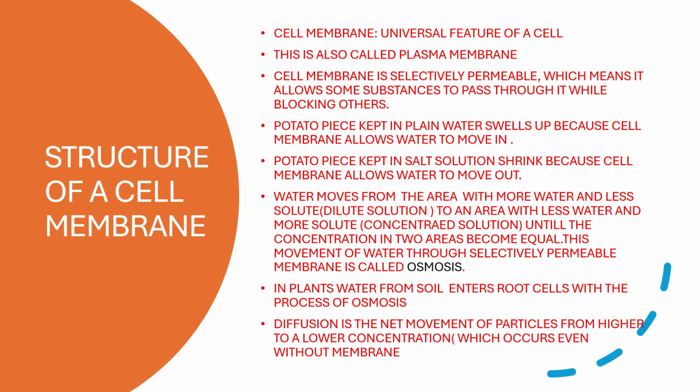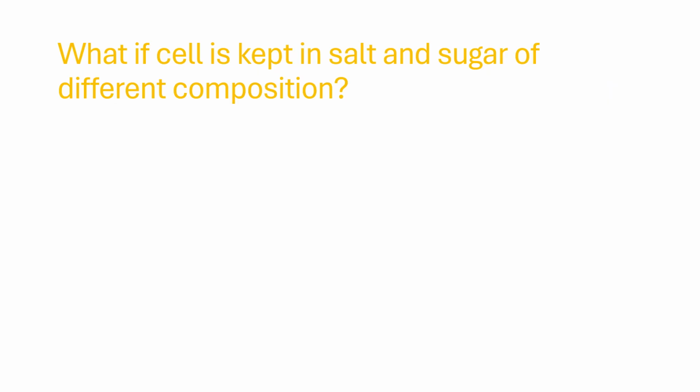Diffusion. Now, diffusion is another process in which there is net movement of particles from higher to lower concentration, which occurs even without a membrane. Like if we spray a perfume in our room, the perfume particles spread throughout the room. So it is the diffusion of perfume particles in the air of the room. And this process does not require any membrane. So this is called diffusion.